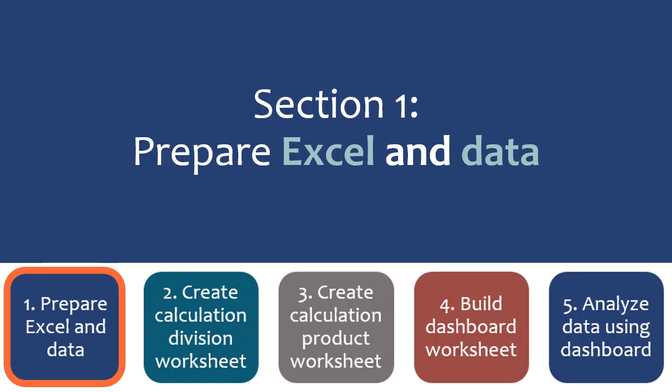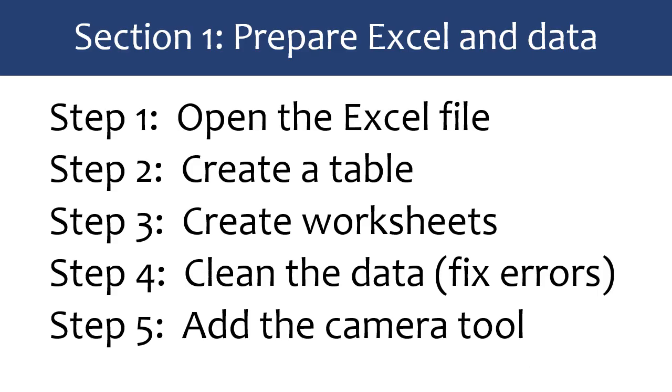In the first section of this project, we will be preparing Excel and getting the dataset ready for use. Once we complete this section, the file we save here will be used as a starting point for the next section. This section has 5 steps. We will be opening the Excel workbook file, creating a table, creating worksheets, cleaning the data, and adding the camera tool to your version of Excel. Essentially, we are preparing Excel and the data to begin building the interactive dashboard.